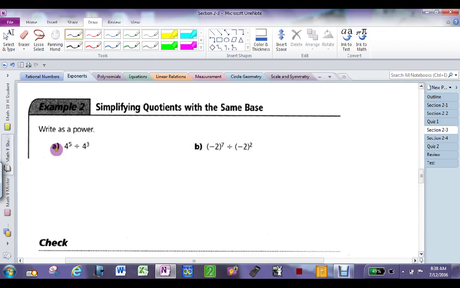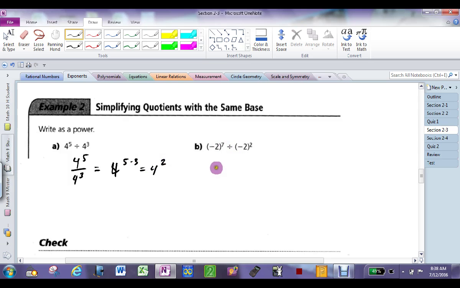All right. So let's do this one. Remember, there's 2 ways to write this, right? What's the other way we would write that? We could write that as well. And it's 4 to the 5 minus 3, which is 4 squared. Yeah?